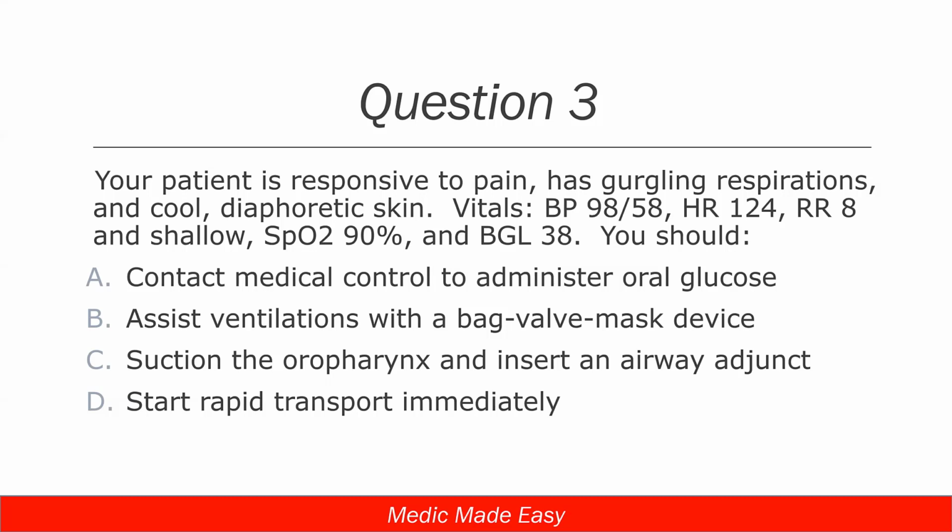So we have an altered patient, responsive to pain. We've got gurgling respirations. We're not happy about that. We've got cool diaphoretic skin, which is telling us something, right? It may be shock, poor perfusion. It may be hypoglycemia, right? Cool and clammy, give them candy. Now we have a blood pressure of 98/58, so we're getting into hypotensive territory. We're getting an elevated heart rate, am I right?